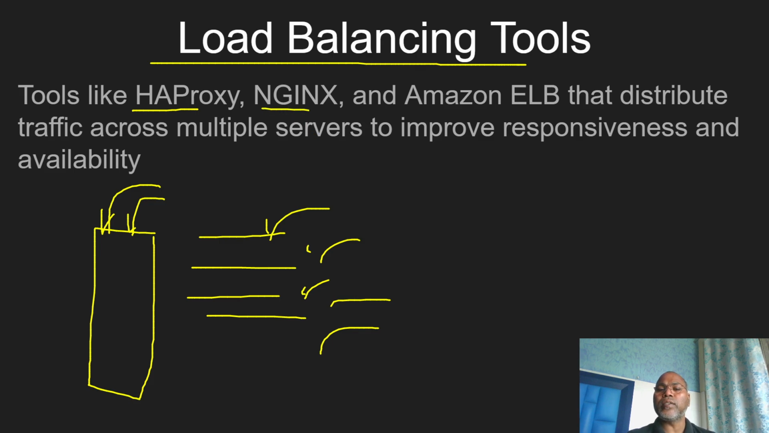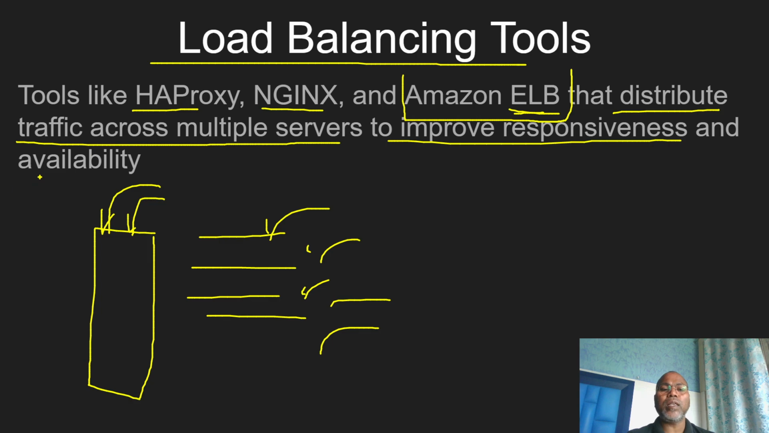Or maybe you can use nginx, or you can use cloud provider services like Amazon AWS, Google, Microsoft. They have an ELB, Elastic Load Balancer. They distribute traffic across multiple servers to improve the responsiveness and availability of the servers. So if you are using cloud provided services, they provide the load balancer. You can use them, or you can use the open source or provided ones.